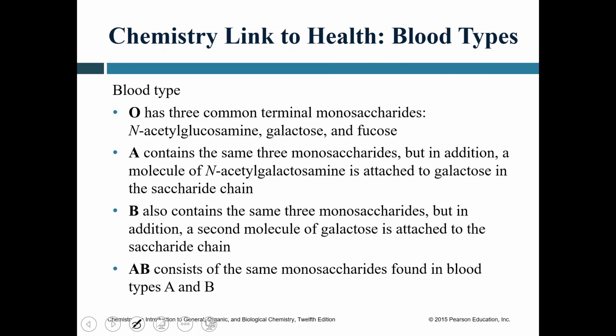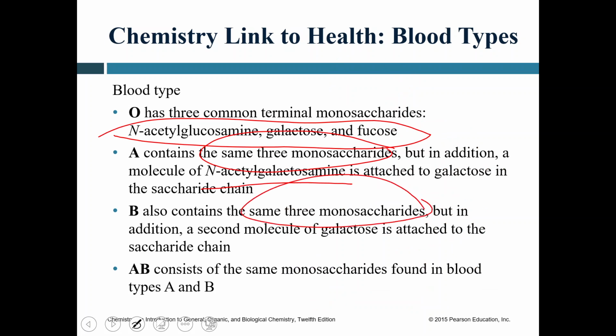So O has 3 common terminal monosaccharides. A, as we mentioned, contains the same 3 monosaccharides and 1 extra. B contains the same 3 monosaccharides and another extra, while AB consists of the monosaccharides found both in A and in B.